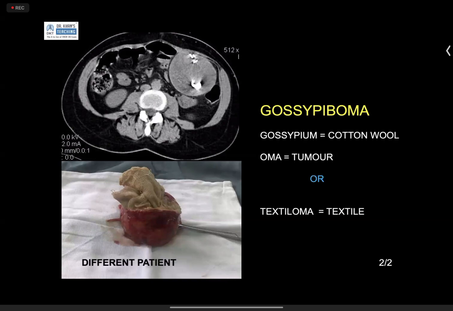Key point to remember is that on MR, you cannot diagnose it because it will be very unusual. When you look for it, ask for a CT. On CT, look for this high density barium. It is metallic, so it gives you this artifact. Once you have seen that, you have got your diagnosis.